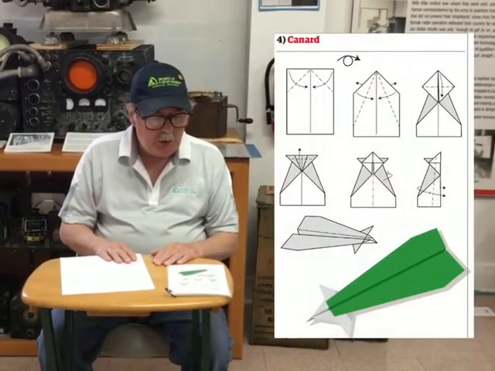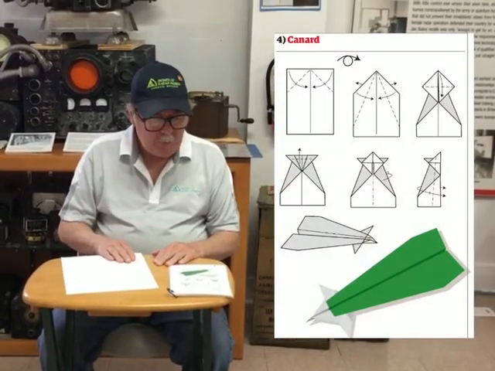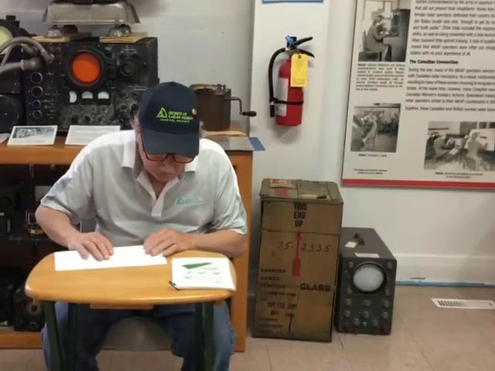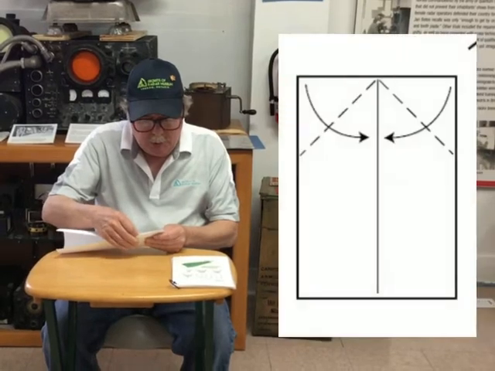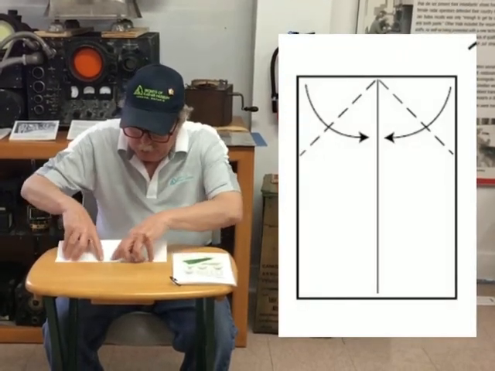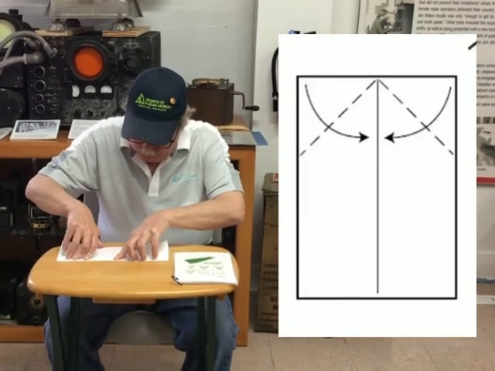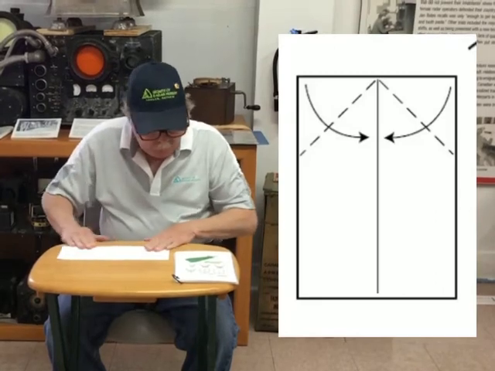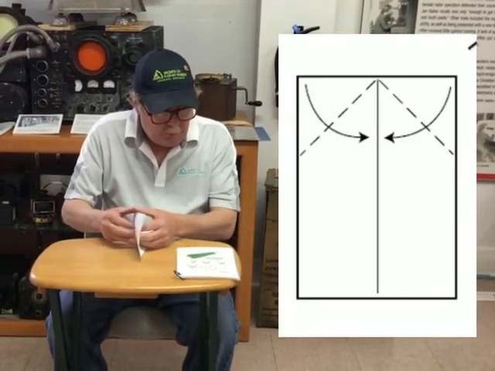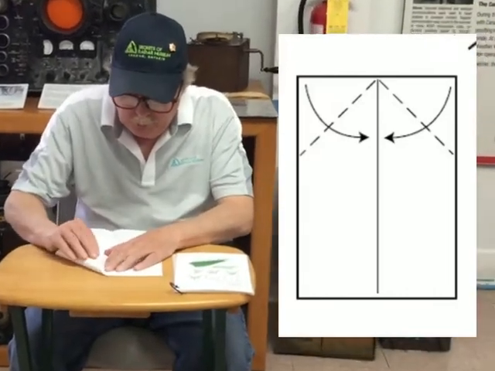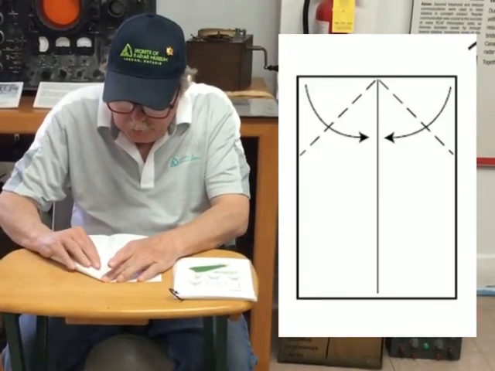Okay, today I'm making the Canard. So this one's a little bit more difficult. First we line up our paper and fold it in half lengthwise. And then open it back up and we'll fold the corners. Bring each corner down to the fold line.